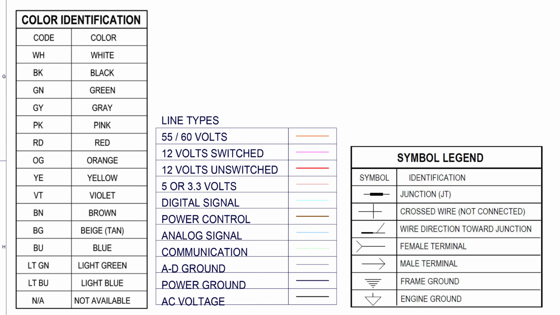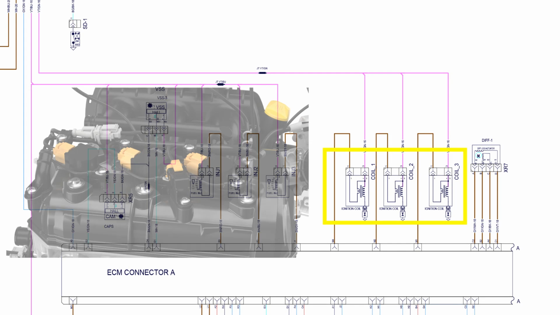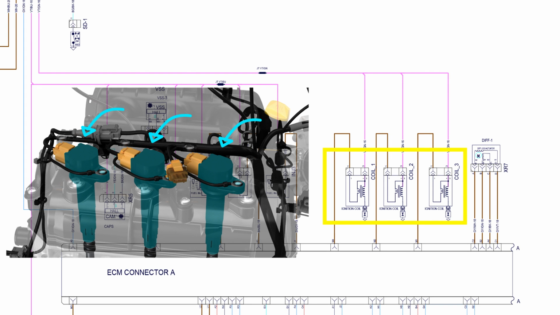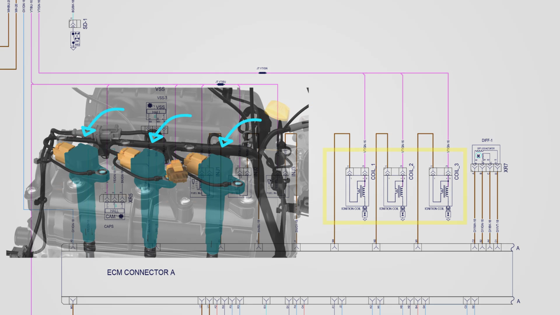Color diagrams identify power, ground, signals, and other useful information that make them easier to interpret correctly. Look for other components on the same circuit. All of the ignition coils are on the same circuit. Use this information to determine if the entire circuit is affected or just a part of it.